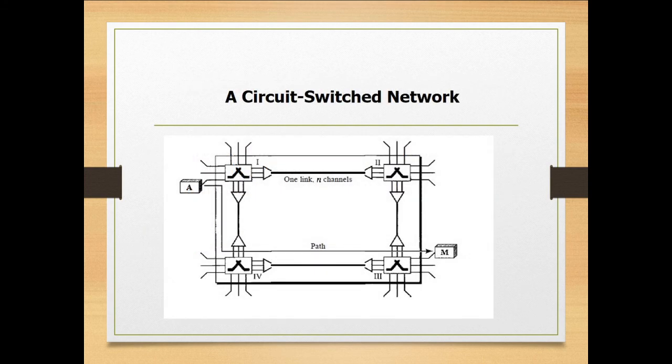In this figure, you can see, suppose A wants to communicate with M. Both A and M are hosts. In between, you can see switches 1, 2, 4, and 3. It can either take the path 1, 2, 3 or 1, 4, 3 so that A and M can communicate directly. In the figure, when system A needs to connect to M, it sends a setup request that includes the address of system M to switch 1.